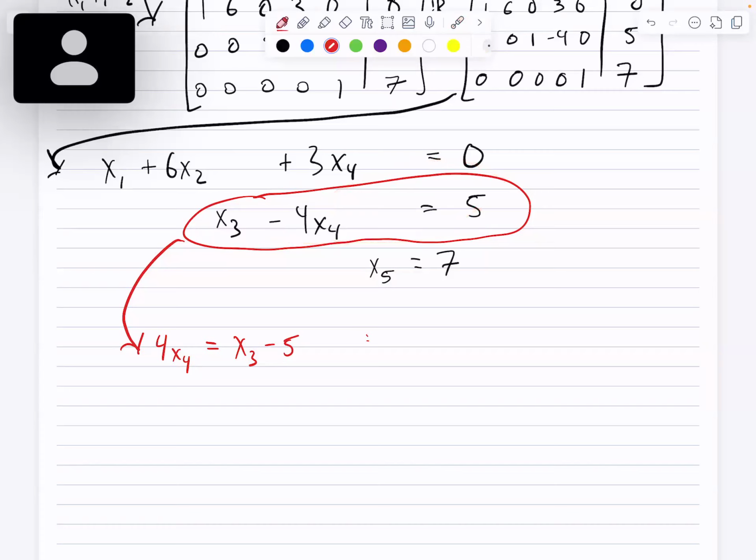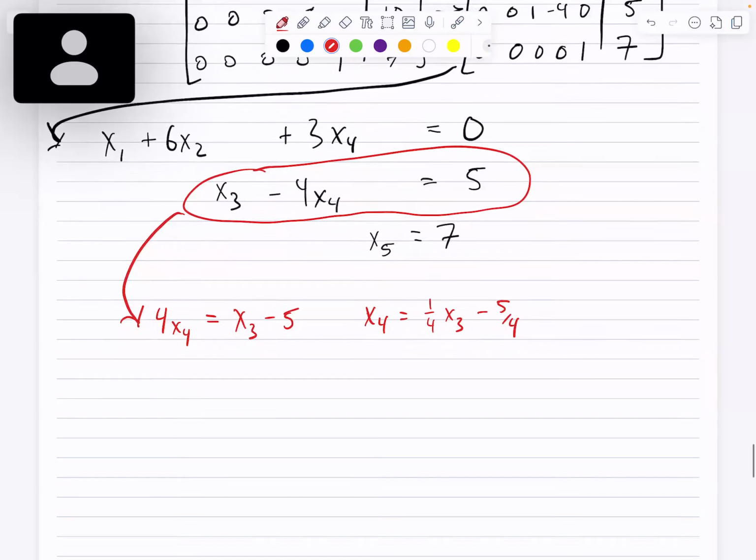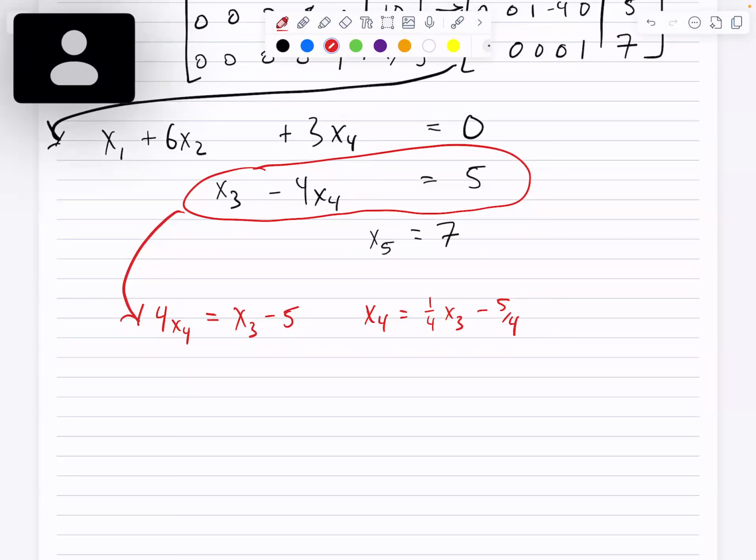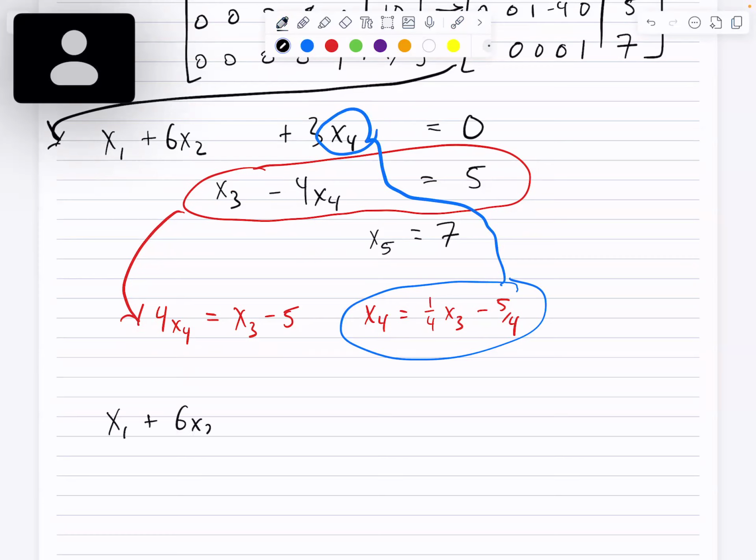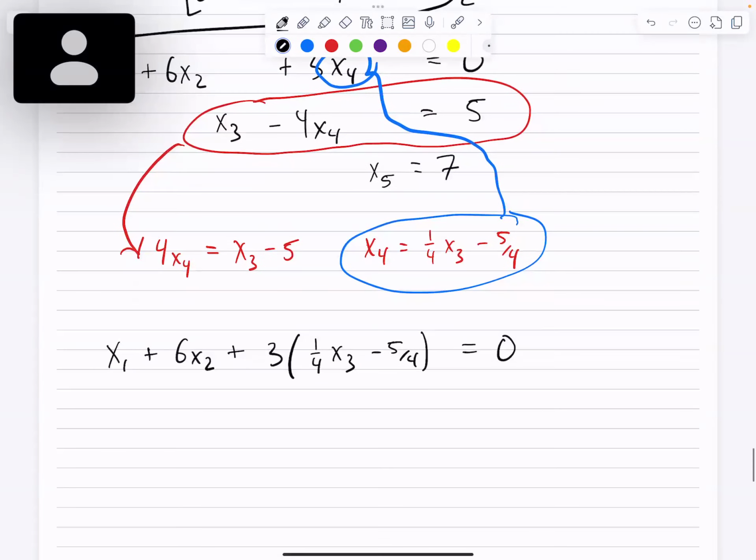And so what does it tell me? That tells me that x4 equals 1/4 x3 minus 5/4. So that's what x4 is going to be. And then if I plug that in right here for x4, and I get x1 plus 6x2 plus 3 times 1/4 x3 minus 5/4 equals 0. Then I can get x1 in terms of x2 and x3.